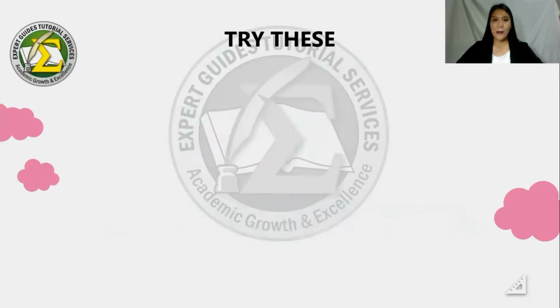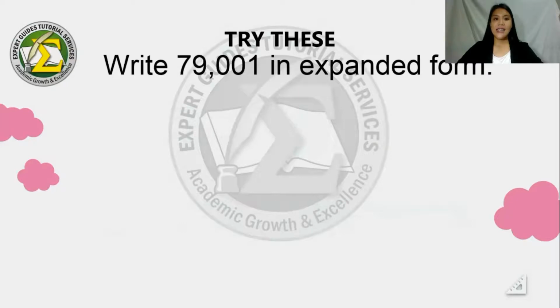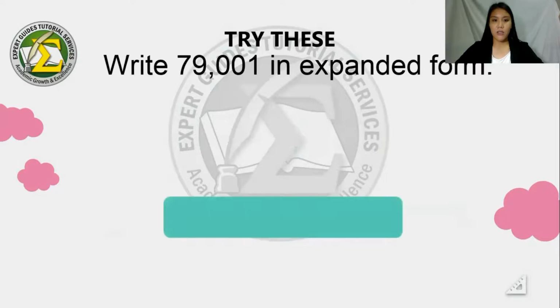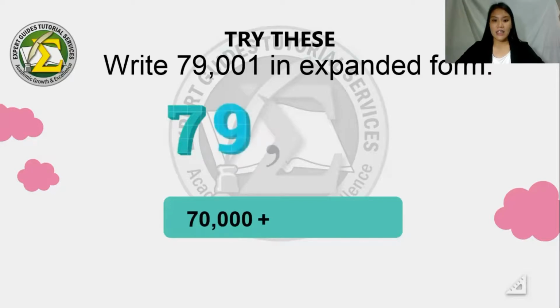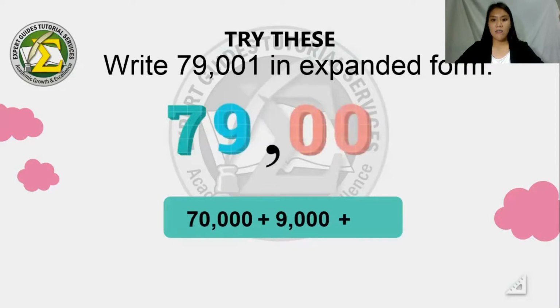Let's have another number. Let's try writing 79,001 in expanded form. Since the hundreds and tens are zero, remember, we don't have to put them anymore. So we have 7, which is in the ten thousands place value. That gives us 70,000 plus we have 9 in the thousands place value that gives us 9,000. Again, we have 0 in the hundreds and tens value. So finally, we just have to put 1 in the end for our ones place value.